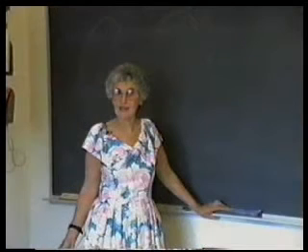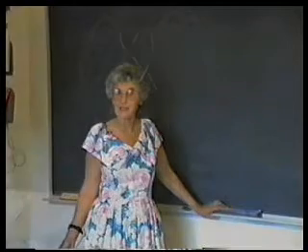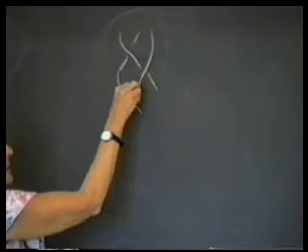I'm Joan Birman, and I'm a professor of mathematics at Barnard College and at Columbia University. And we're in my office in the mathematics building at Columbia. What I'd like to tell you a little bit about is braids. And braids are very closely related to knots, and we'll see the connection in a few minutes.